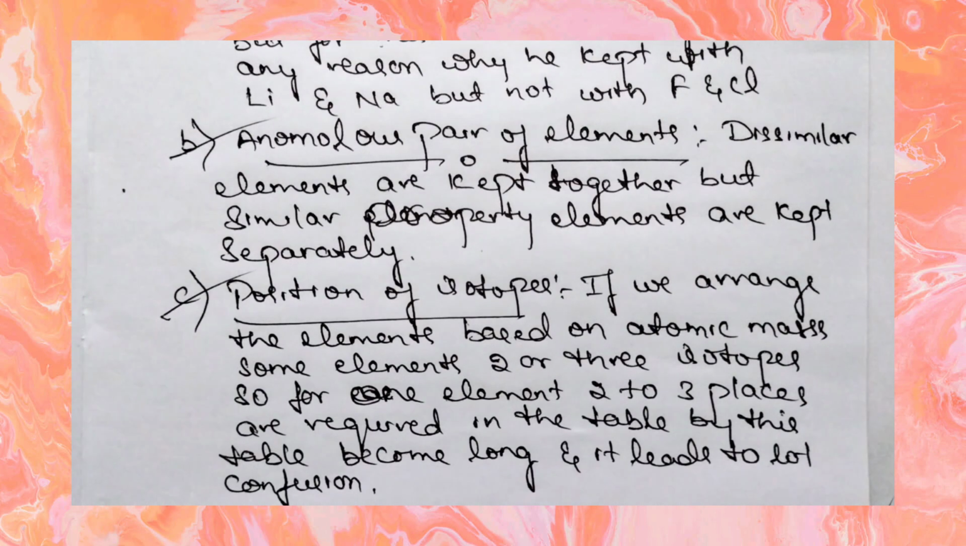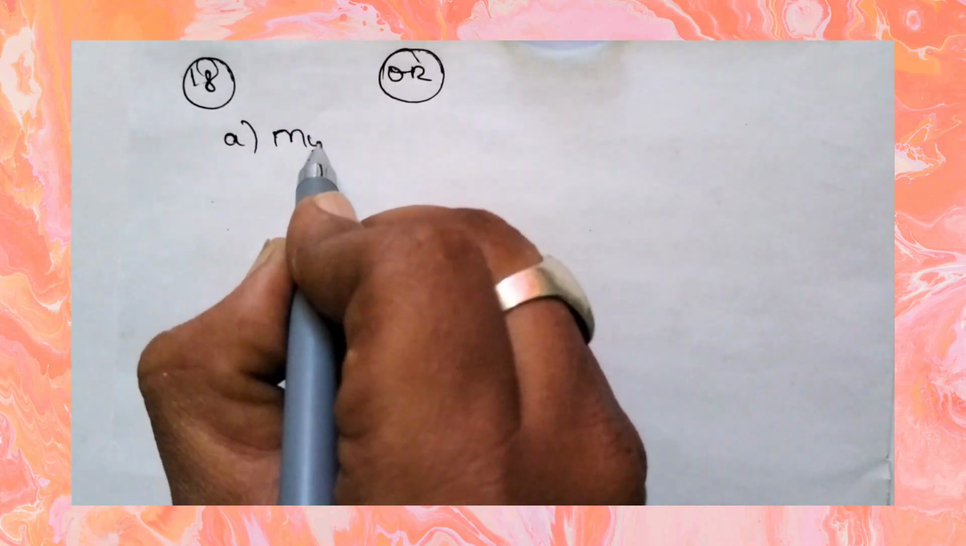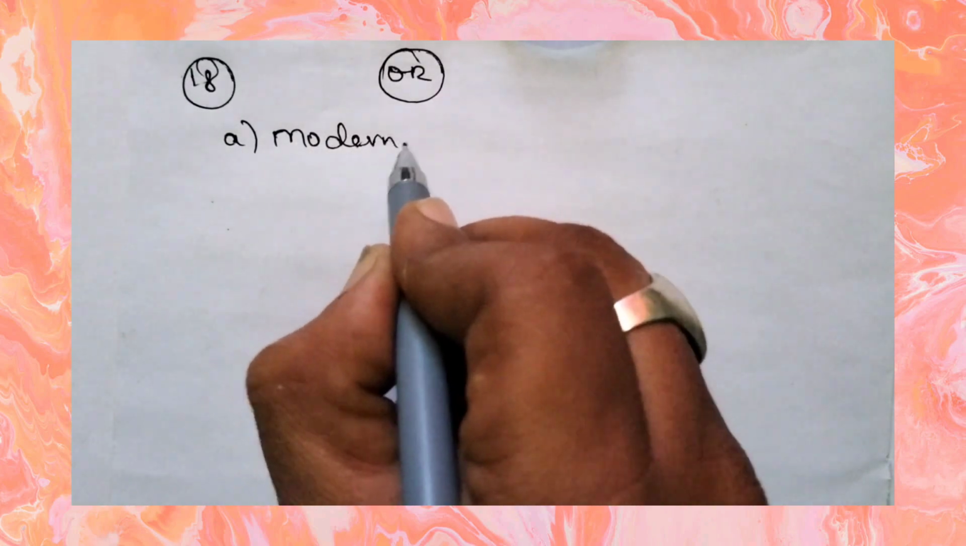Now in this one only they have given one internal choice, that is we have to state modern periodic law and law of octaves. So in that one, the question is modern periodic law.